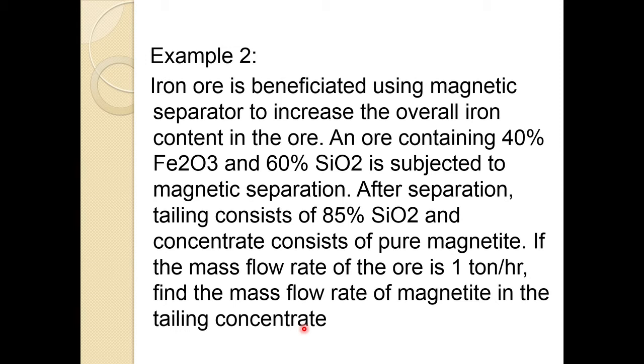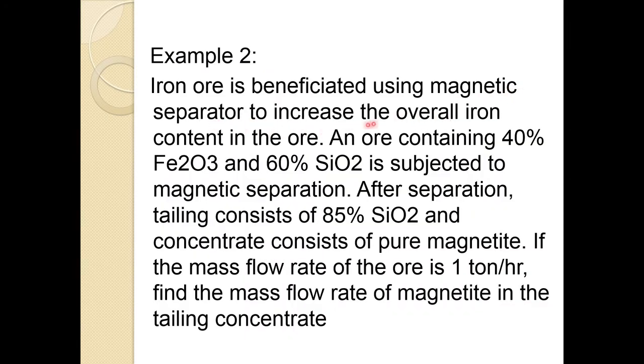Here is another example which is more related to beneficiation, where the iron ore is beneficiated using a magnetic separator to increase the overall iron content in the ore. We have already discussed magnetic separators during beneficiation, when the ore is lean and we want to increase the concentration of the iron content in the ore. So, usually we take various types of beneficiation processes. One is the magnetic separator. So, this problem is related to that.